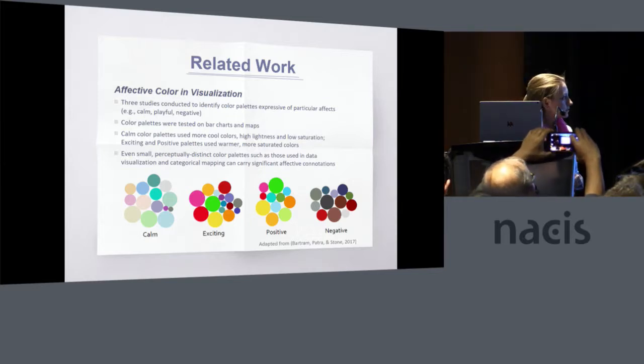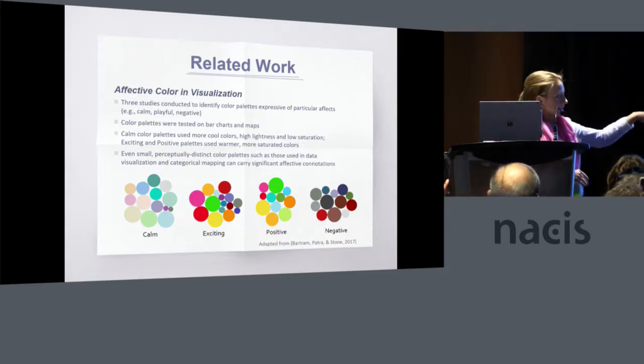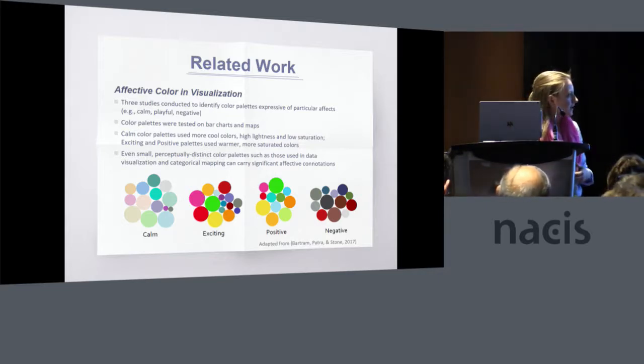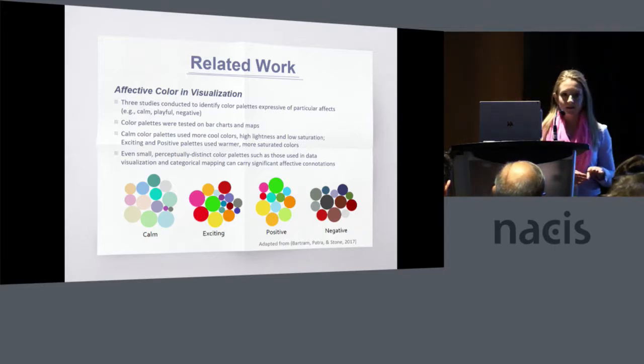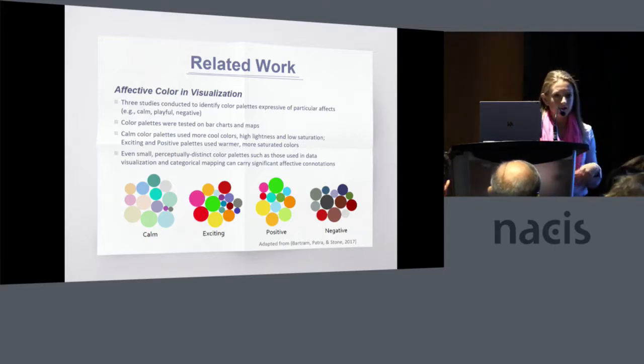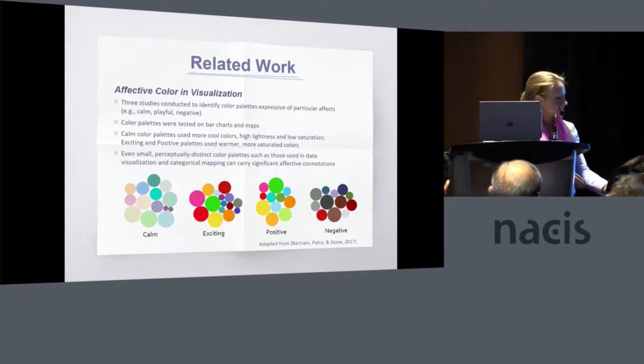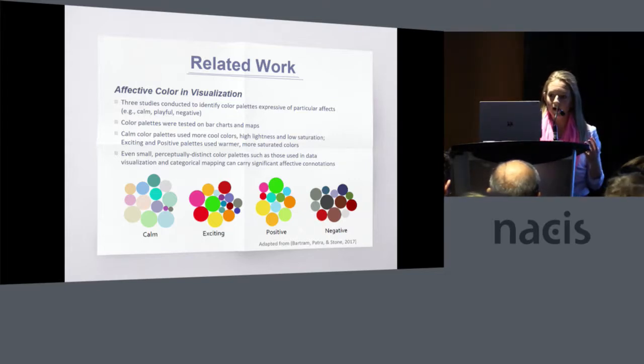Calm color palettes used more cool colors, high lightness, and low saturation. And as you can detect from this image, the exciting and positive palettes use warmer, more saturated colors. So kind of what we'd expect, but this is more empirical evidence of that. And one really important finding, as art has used color to display emotion for a long time, is that even small, perceptually distinct color palettes can carry emotional connotations. So even those types of palettes that we use in data visualization and in categorical maps.